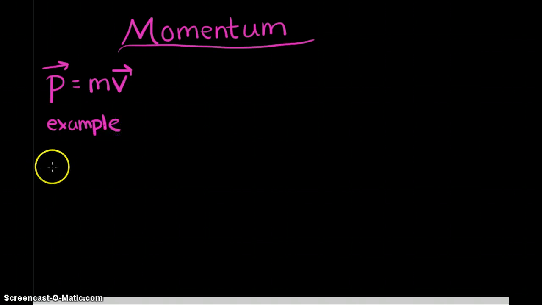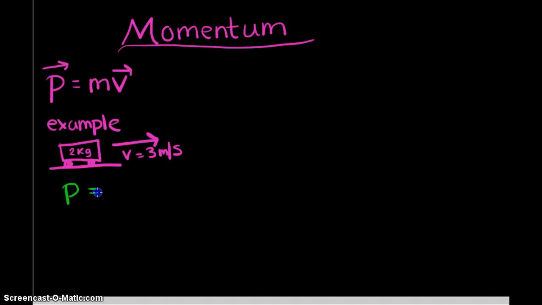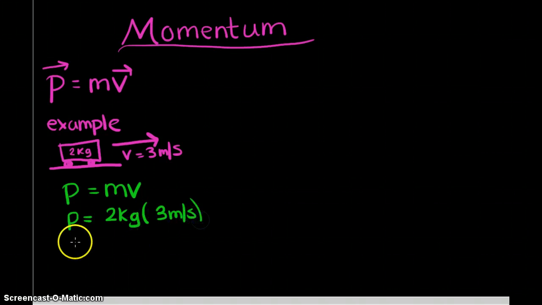Okay, so if I take a look at an example object, let's take one of those small carts in class that we use. Let's imagine we have this small cart and it's 2 kilograms in terms of its mass. Let's say it's moving to the right with a velocity of positive 3 meters per second. To find the momentum, all we need to do is mass times velocity. So the momentum here is 2 kilograms times positive 3 meters per second, which means the momentum is positive 6 kilogram times meter per second.